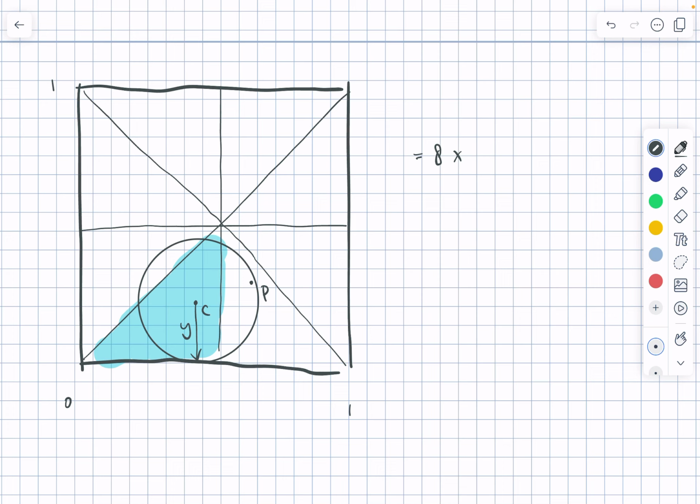Notice that any point P which is inside of the circle would result in a smaller circle than this, and that circle would be inside of the square completely. Any point P that is outside would result in a bigger circle than this, and that circle would be outside of the square. We want the circle to be inside of the square. So let's actually shade this circle. Let's shade it orange.